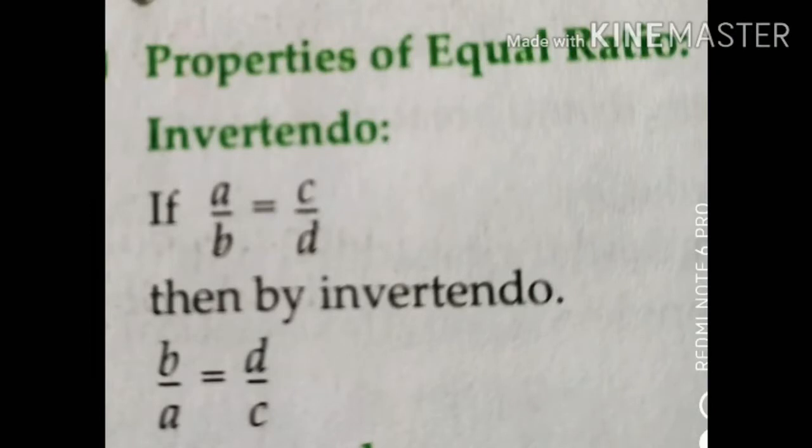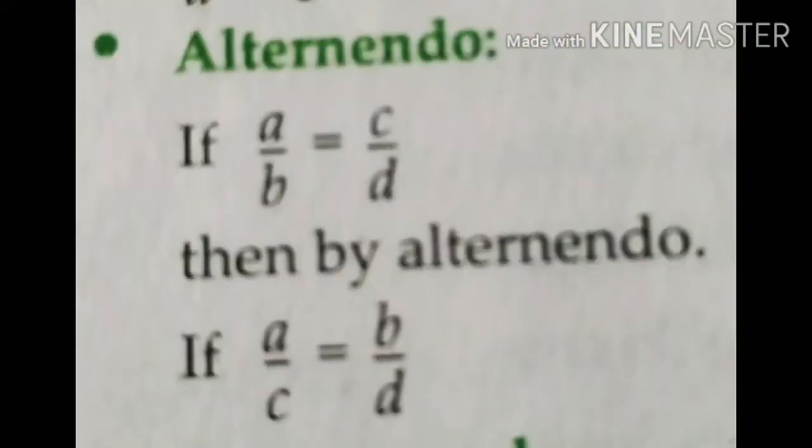Let's see the properties of equal ratios, or the operations on equal ratios. First one is invertendo. If a is to b and c is to d are two equal ratios, then by invertendo, b is to a is equal to d is to c. Second property is alternando. If a is to b and c is to d are two equal ratios, then by alternando, a is to c is equal to b is to d.